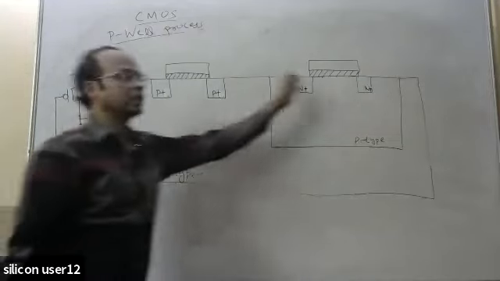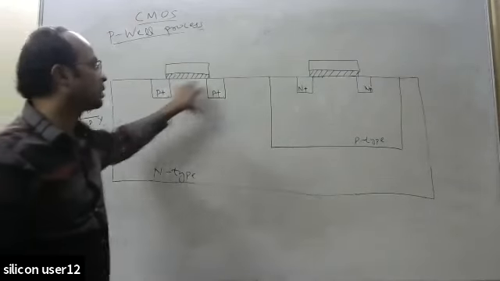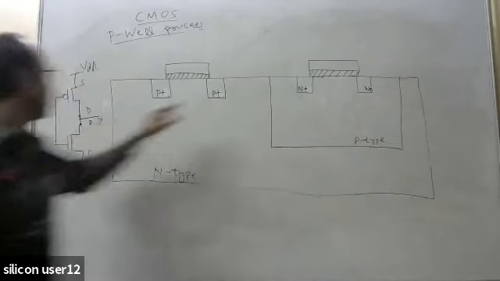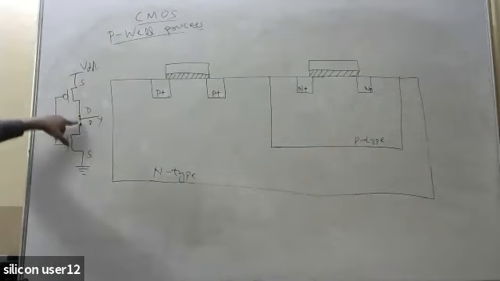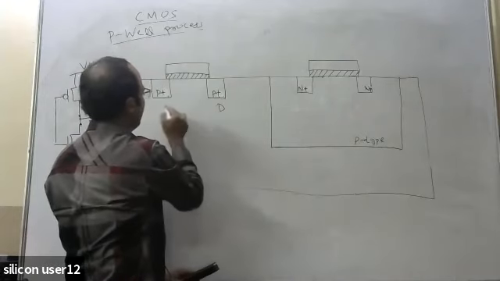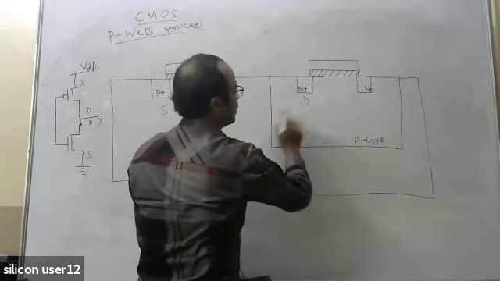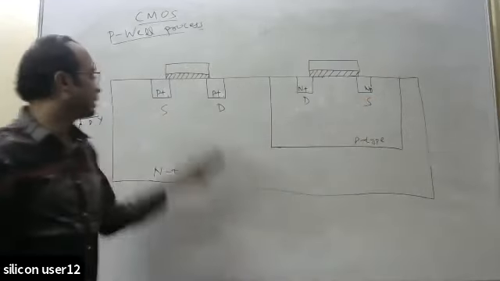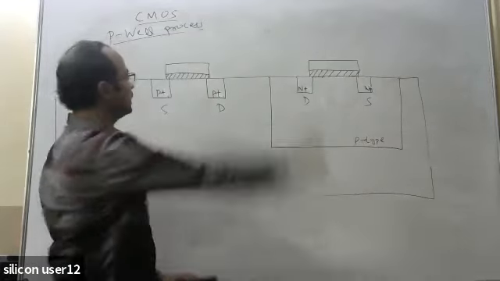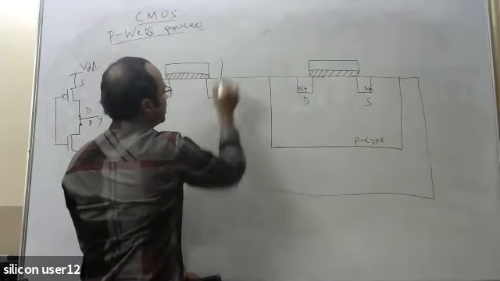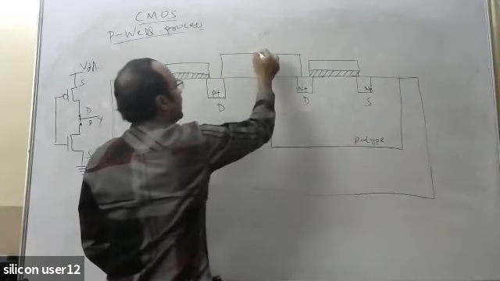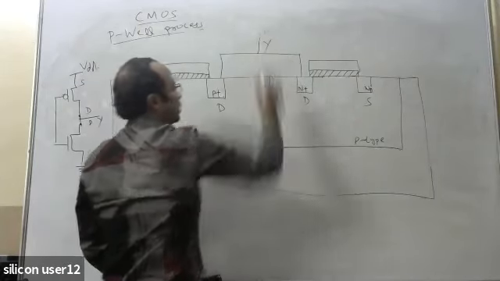That means this is my CMOS inverter created. Here one PMOS and another NMOS is created. What I have to do is the appropriate terminal connection. The drain of the PMOS is connected to the drain of the NMOS. So let us say this is your drain and this is your source. This is the drain of the NMOS, this is the source of the PMOS and this is the source of the NMOS. Now I can connect this drain and this drain, and your output Y will be taken at this point Y.